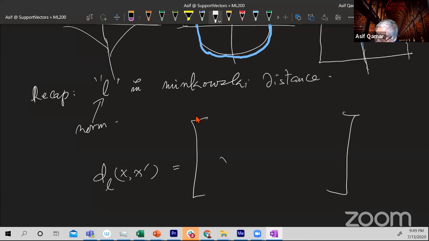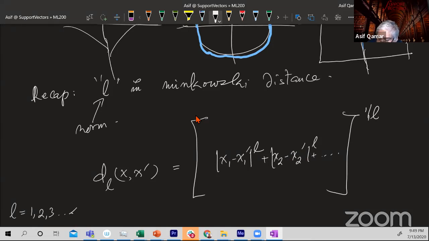You take the absolute value of x1 minus x1 prime to the power L, plus the absolute value of x2 minus x2 prime to the power L, and you keep going on, but let's stick to 2 dimensions. And then the 1 by L, the Lth root of this, where L can take values from 1, 2, 3, all the way to infinity.